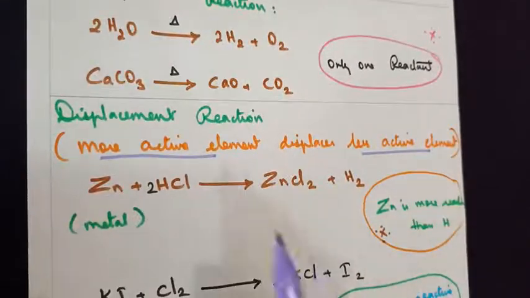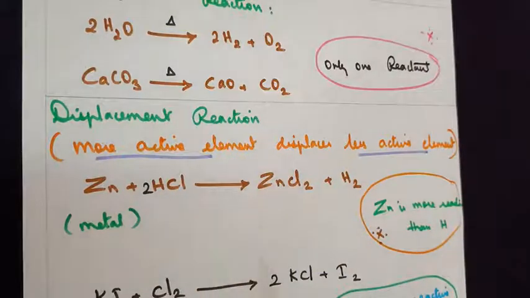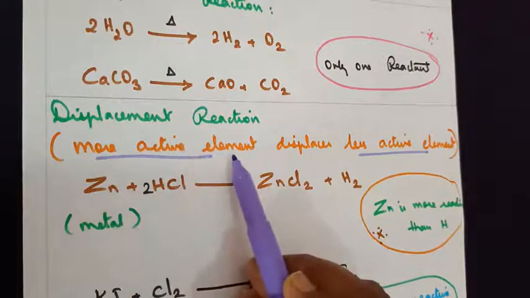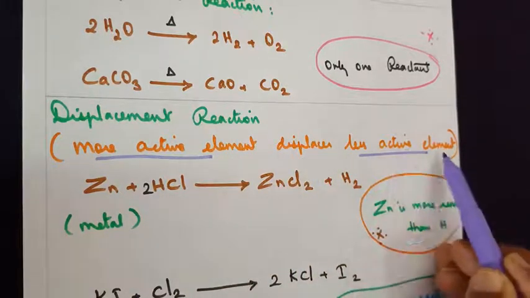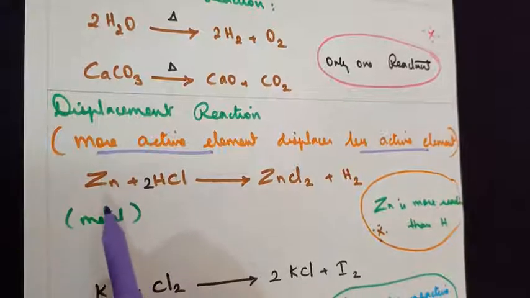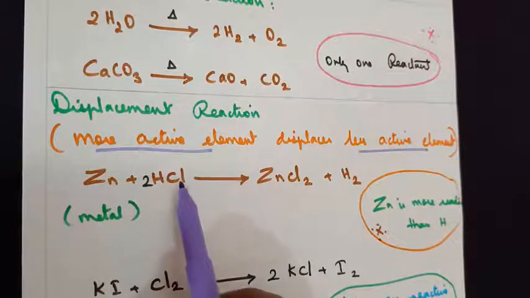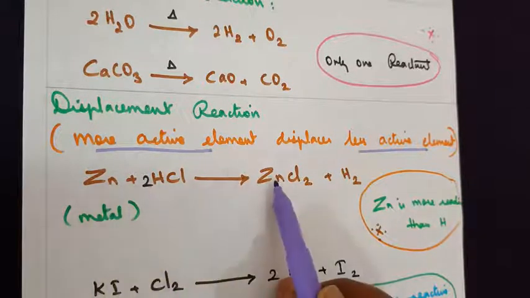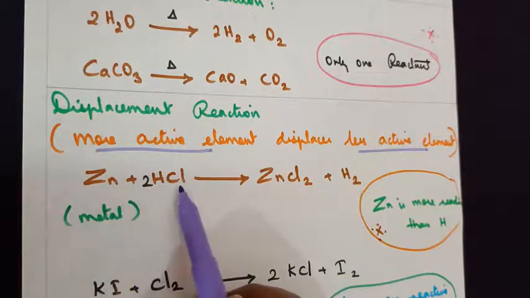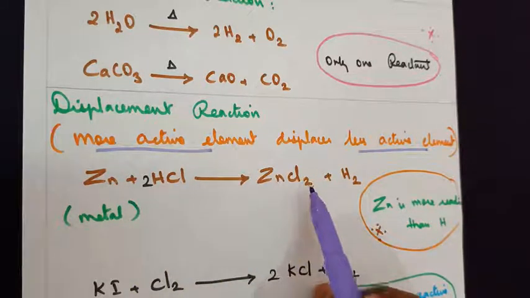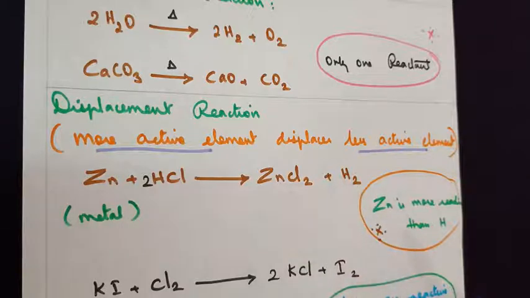Moving on to the third one, displacement reaction. What's the underlying principle in it? A more active element displaces a less active element. Consider an example of zinc treated with HCl. On the product side, zinc combines with chlorine, forming zinc chloride, plus hydrogen is released here. Now how does this displacement take place?